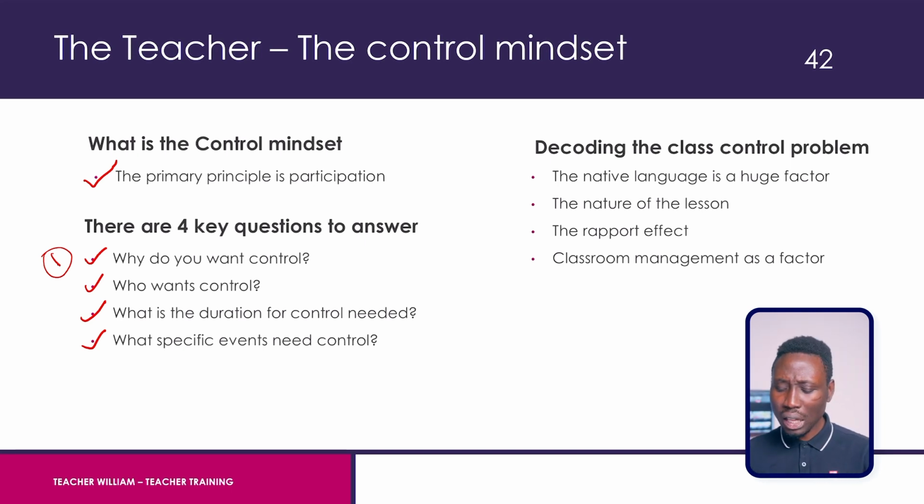Let's try and decode the problem with class control. What is it that makes classroom control so difficult? The first thing is the native language of the students. You are in class, you don't speak the native language. Sometimes you could shout, "Keep quiet." It doesn't mean anything to the student. As far as they're concerned, that's the teacher just speaking some English. If you had shouted, "Keep quiet" in their native language, that would mean something.